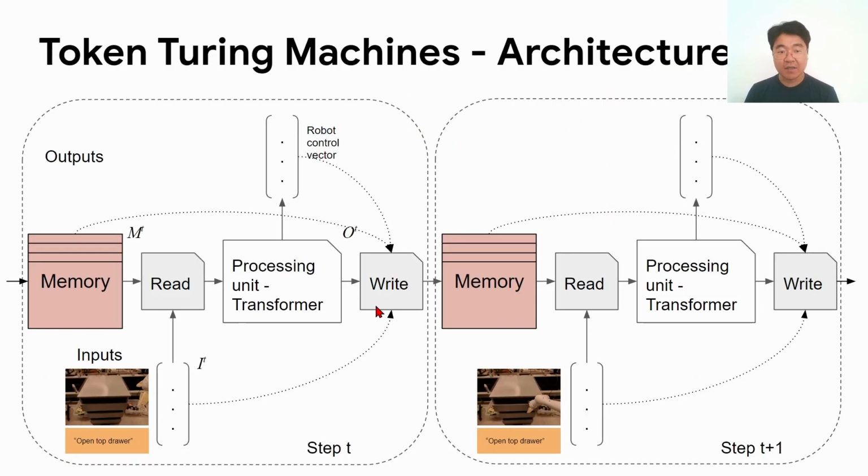Here's a more detailed architecture. At every time step, the transformer in Token Turing Machine receives tokens as a result of the read operations from memory and inputs. Once the processing is done, Token Turing Machine not only generates the output, but also tries to take advantage of such output and everything to update the memory based on the write operation. Such updated memory is provided to the consequent time step, sequentially modeling the temporal information.